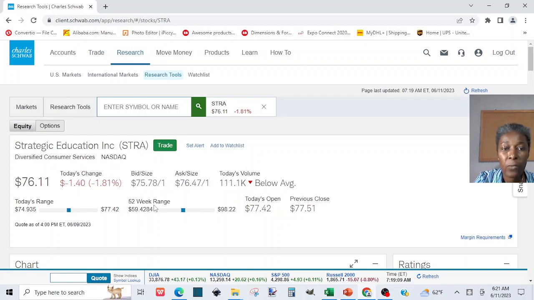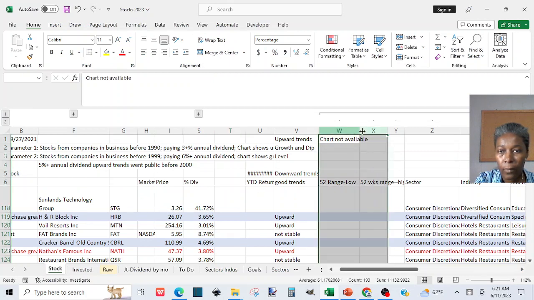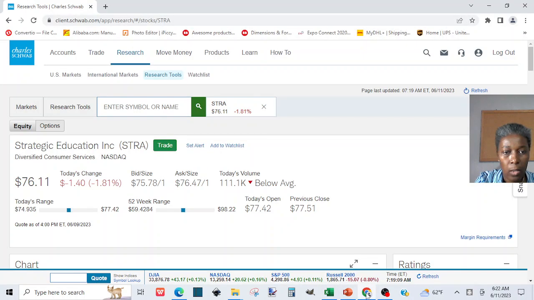So you'll find the 52 weeks range. That's the low and that's the highest. So that means at some point within the 52 weeks, it was sold at $98.22, and at some point it was sold for $59.43. So you want to put those two numbers on your spreadsheet as well. That's why we have 52 weeks low and high columns, so that they can be added there.